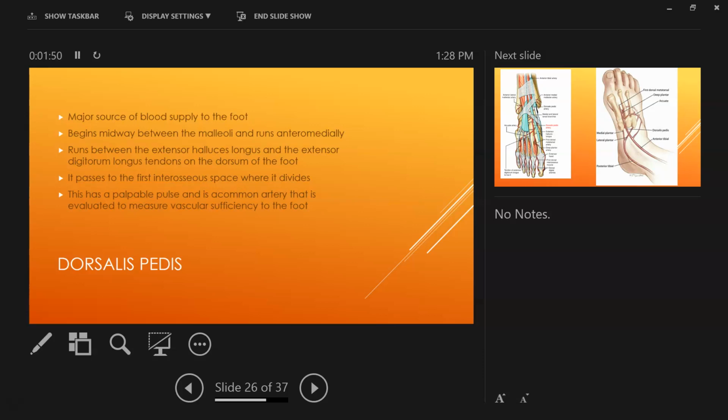As you come across the top of this interosseous space, this is where we palpate for a pulse. Dorsalis pedis gives us a good pulse. So it's said here that this is a palpable pulse and is a common artery that is evaluated to measure vascular sufficiency to the foot.